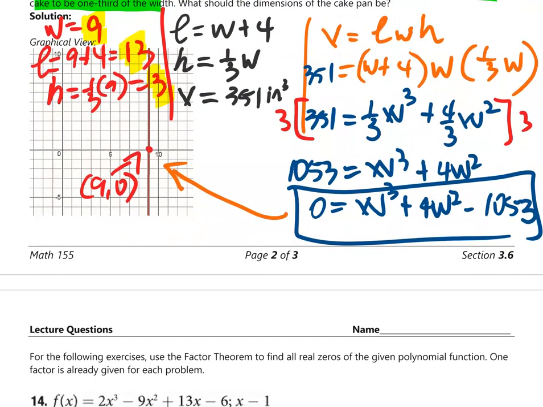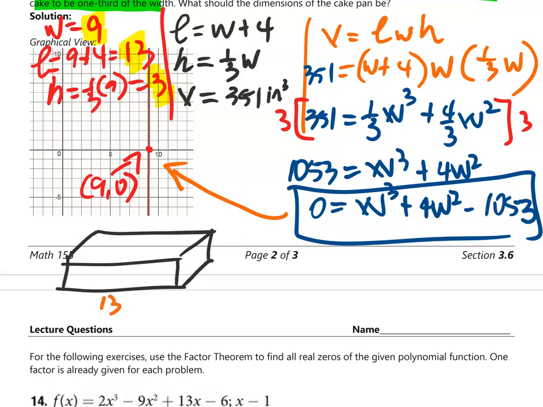So we can say that the length is 13 with the width of 9 and the height is 3. So that is our answer. So 9 inches is the width, 13 inches the length, and 3 inches is the height. Okay?